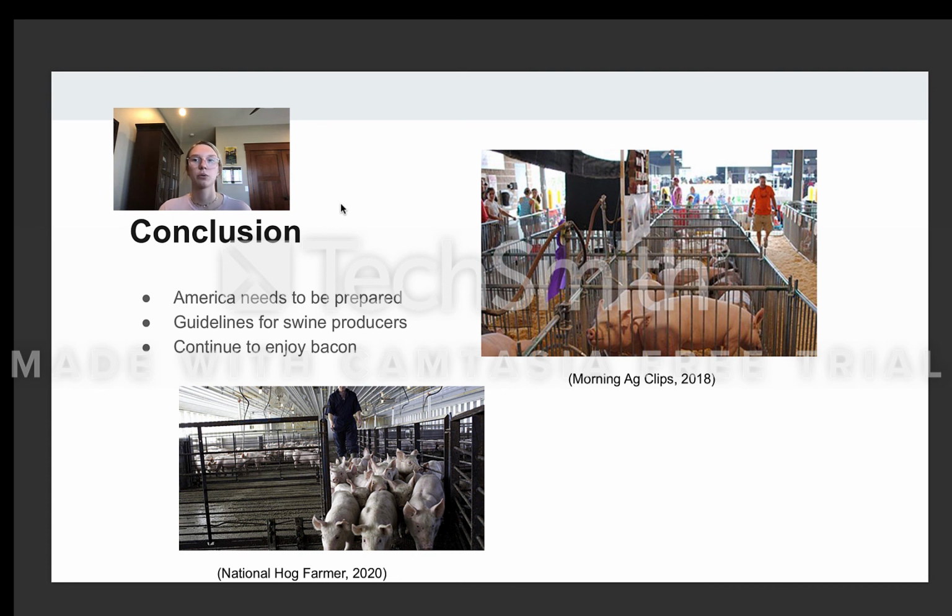There is no sure way we can make sure this virus doesn't enter the United States, but there are ways to prevent it from spreading farther. Swine operators can create guidelines for who visits facilities and limit contact with other swine producers to avoid the risk of spreading the virus to their farms. By eliminating the spread of African swine fever, we can continue enjoying one of my favorite foods, bacon.